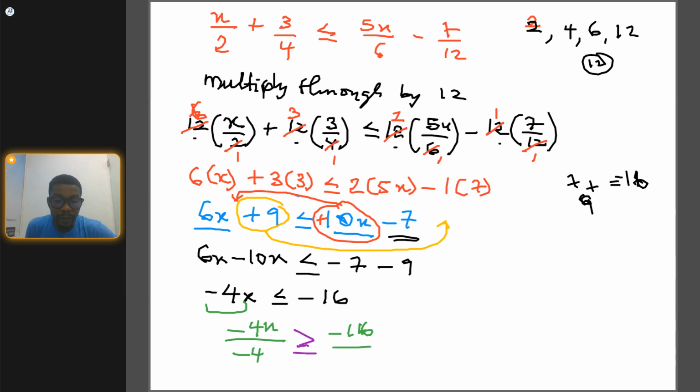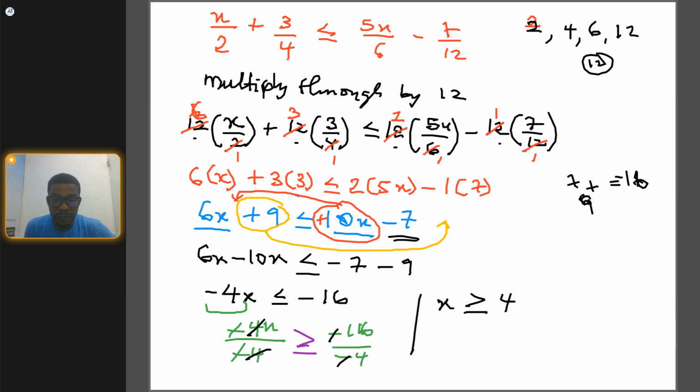-16 over -4. So minus cancel minus, 4 also we cancel 4. So we are left with x is greater than or equals to, minus cancel minus, 16 divided by 4 is 4. So the answer is x is greater than or equals to 4.